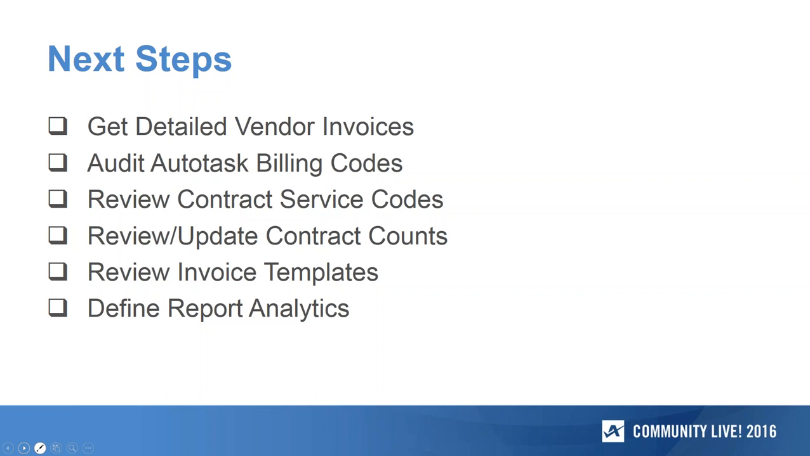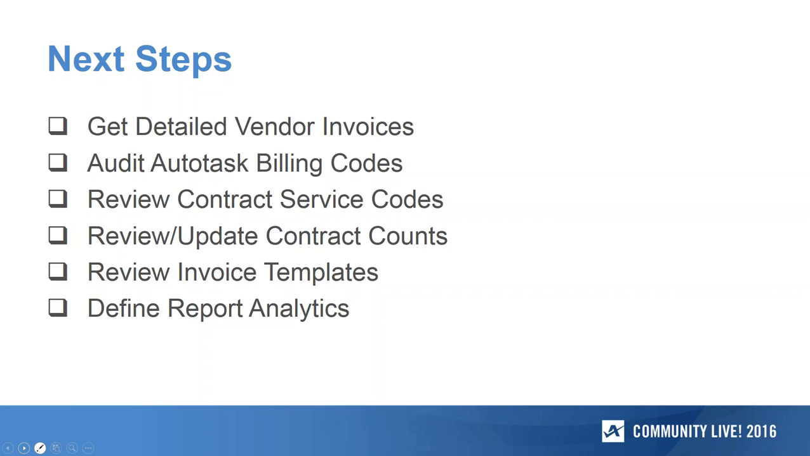So some next steps if you want to implement any of these areas that we covered today: get your detailed vendor invoices so that you know what services you're paying for today and what you need to bill your clients. Audit your Autotask billing codes to ensure that they will map correctly to your P&L. Review your contract service codes. Make sure you're charging the clients for the services you're providing.